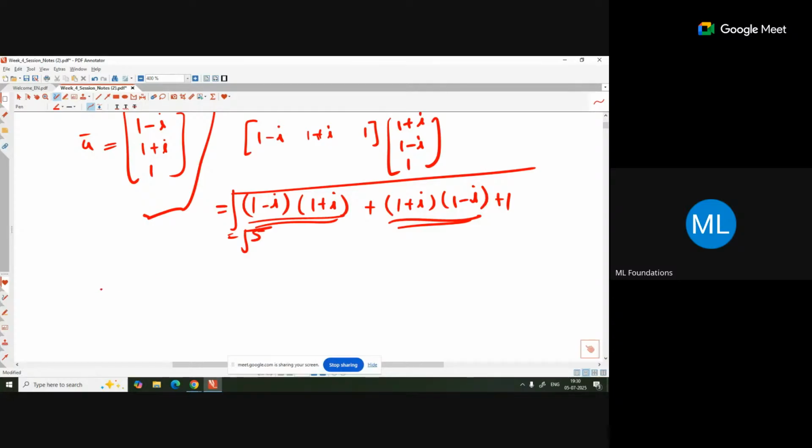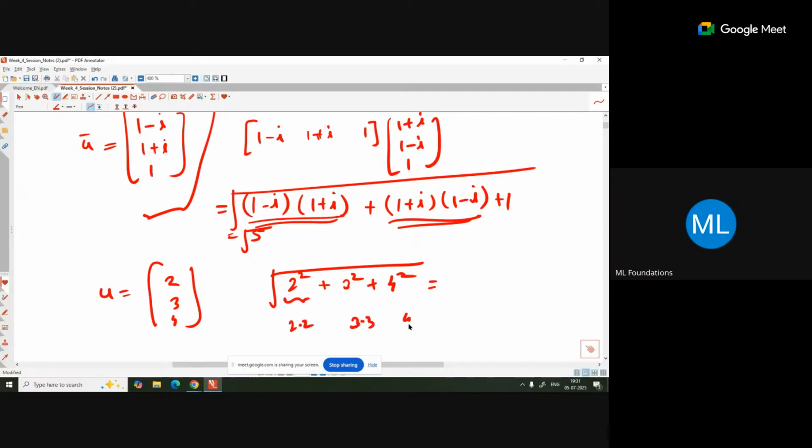You understand? So let us say you have 2, 3, and 4. How will you do that? 2 square plus 3 square plus 4 square, and you take the square root, if all these are real numbers. Basically what you have done is 2 into 2, 3 into 3, and 4 into 4, and then you have added that.